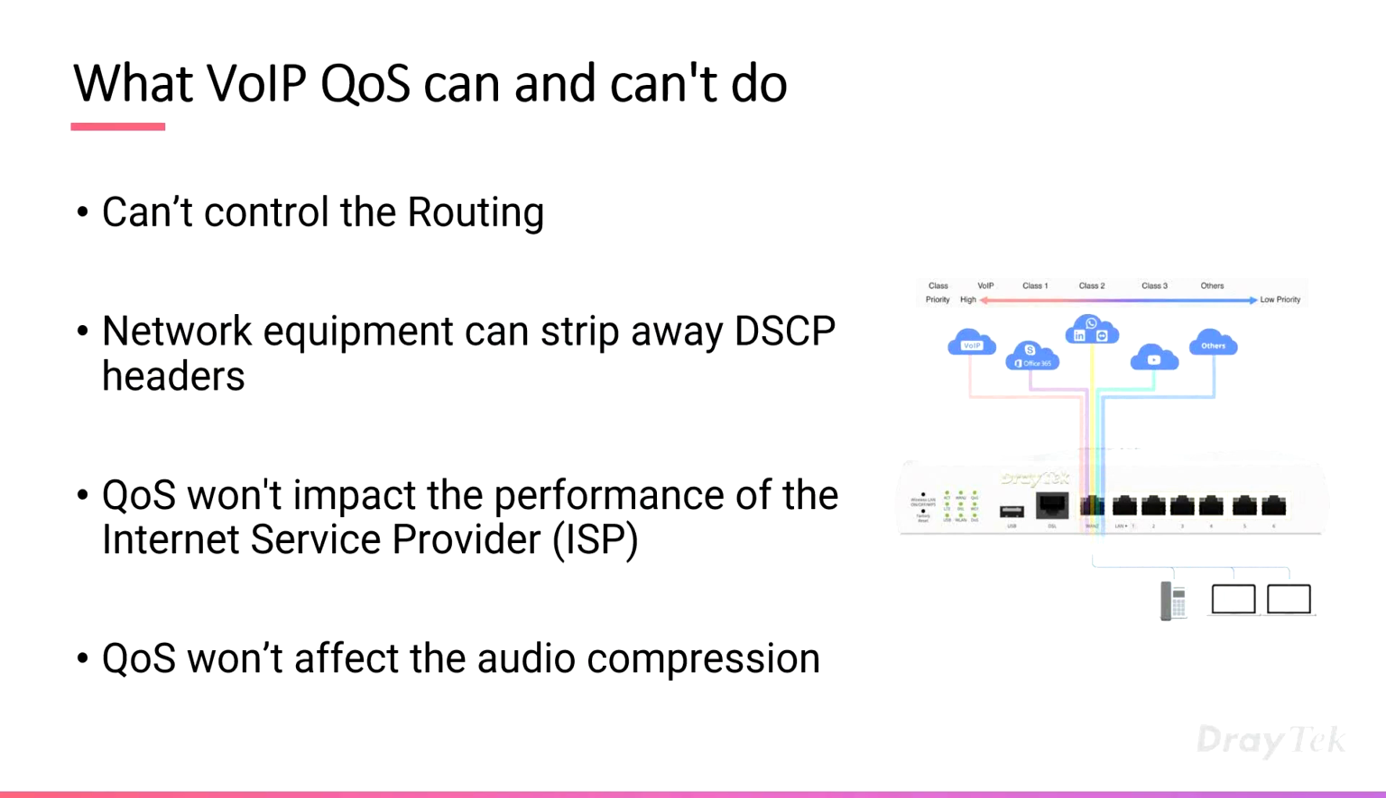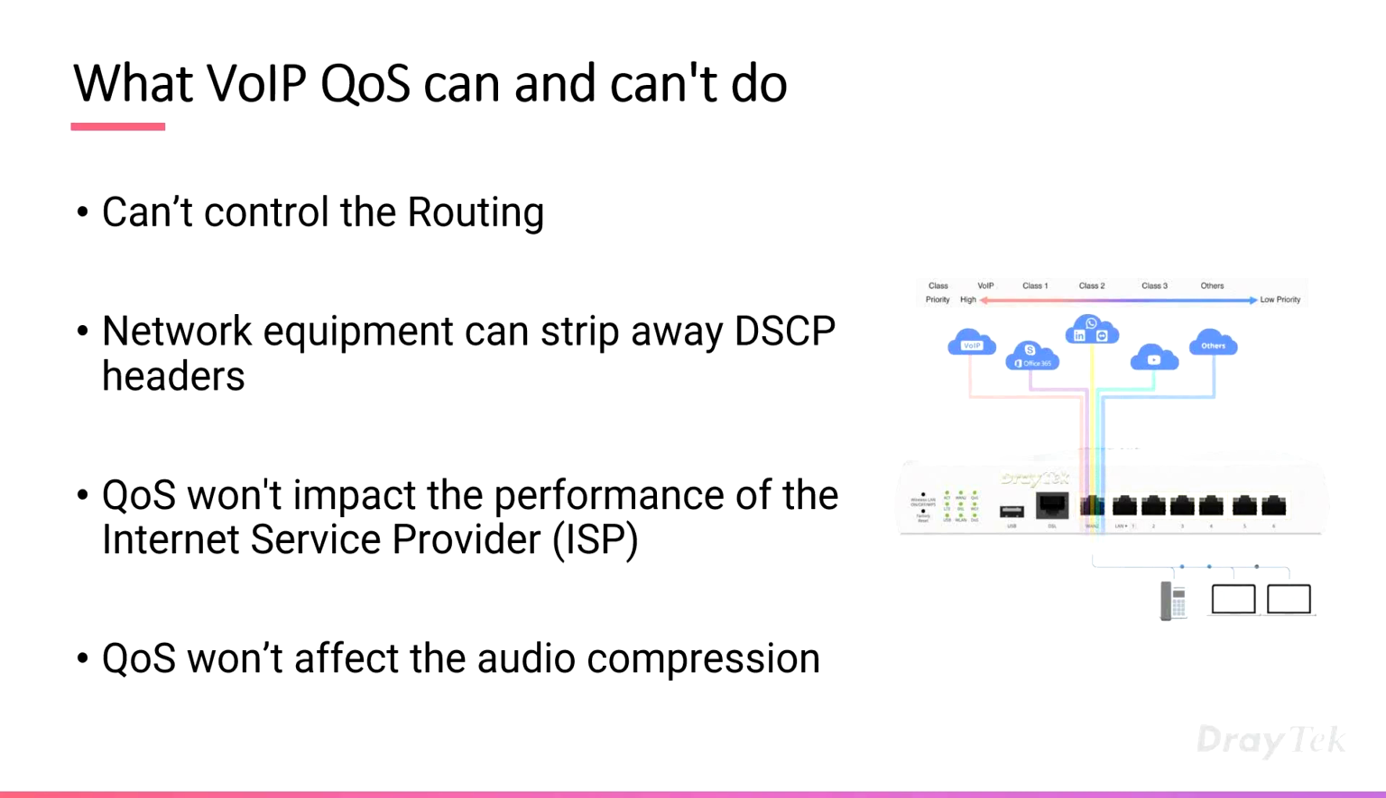In here, voice packets pass through many different network gateways and routers. Each hop along the way will affect the quality of service of your calls. In some cases, intermediary network equipment can strip away the SCP headers, and therefore we'll discuss this in the upcoming slides.